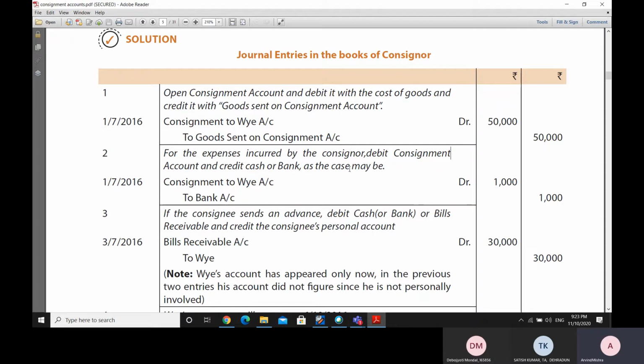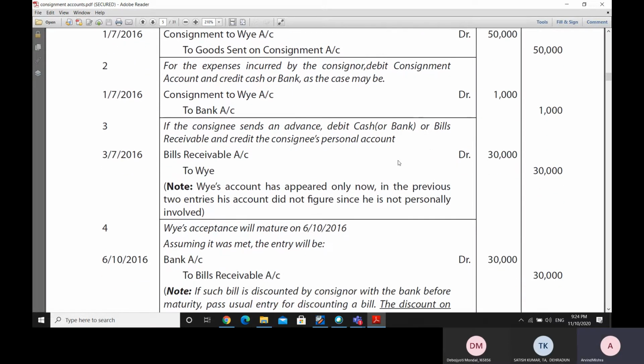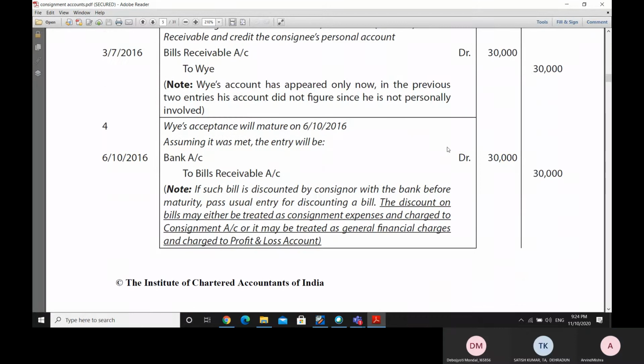As you can see here, the expenditure on packing of 1,000 rupees is being debited to the consignment account, and then the bill which was received as an advance payment, that is being debited by the consignor in the bill receivable account, and is crediting Y with it. Thereafter, on maturity, this bill gets paid, so we debit our bank account or the consignor's bank account and we credit bill receivable.